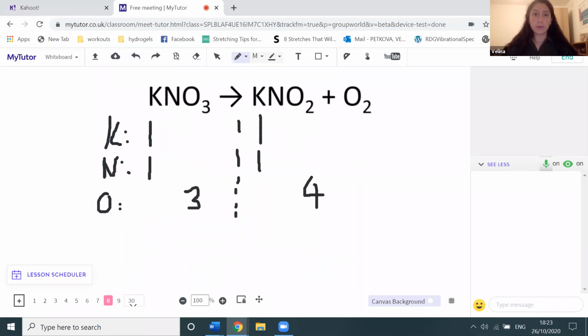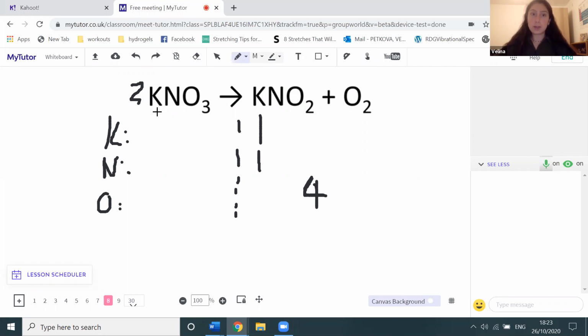So now let's try to balance this equation. We've got 4 on this side. So we're going to have to do something to this side firstly. We can try with our smallest factor or multiple, which is going to be 2. So if we multiply this side by 2, we're going to have to recalculate how many potassiums, nitrogens, and oxygens we have on our left-hand side.